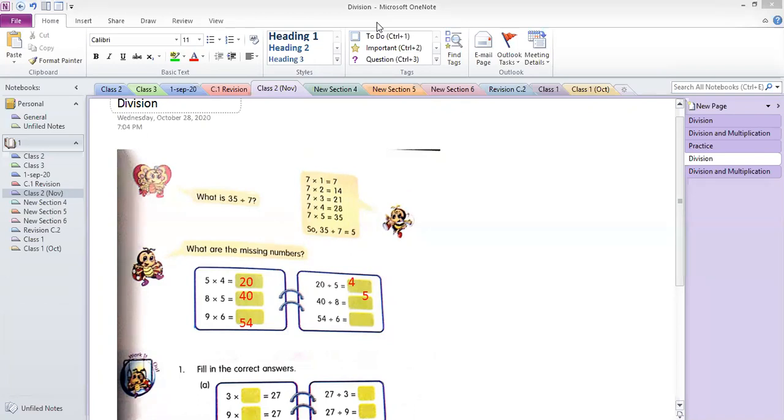Suleiman, if I ask you 54 divided by 9 equals what? If 9 multiplied by 6 equals 54, so 54 divided by 9 equals what? 9 multiplied by 6 equals 54. It's okay, but if I divide 54 by 9, what will be the answer? 6. Very good. The answer will be 6. Very good, Suleiman, because you know 9 multiplied by 6 equals 54.